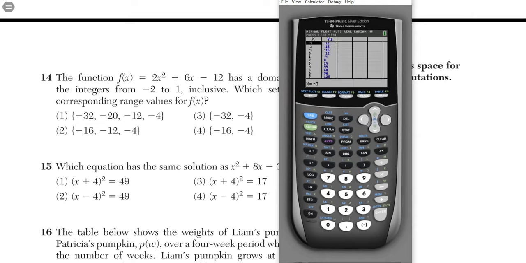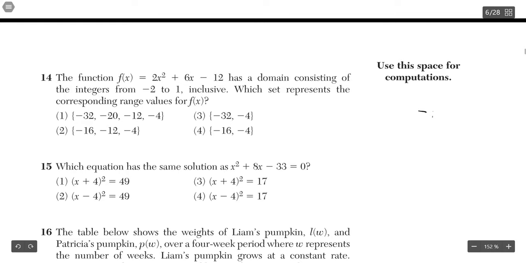Okay, so -2 to 1. When it's -2, I get -16. When it's -1, I also get -16. So -2, -1, that's -16, -16. 0 is -12, and 1 is -4. So if my domain, they told me, is -2 to 1, my range is going to be -16, -12, and -4. And that's it. -16, -12, and -4. So that's this.